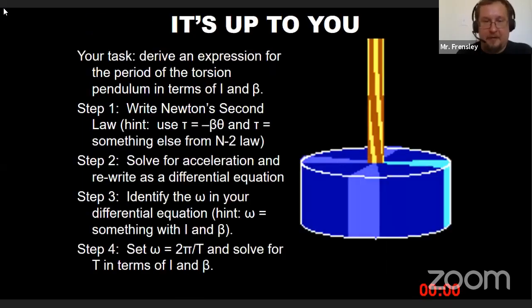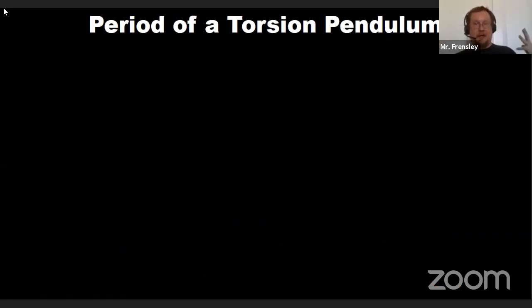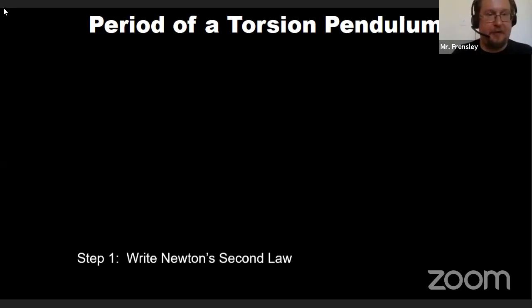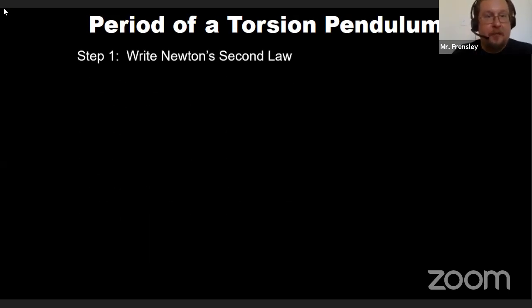All right, back to me. Okay, let's have a look at how we can apply these steps here. So write Newton's second law. Well, we were told that for the torsion pendulum, the torque is negative beta, a constant, times theta, the angle that the disc is rotated through. We also know torque equals I alpha. That's Newton's second law for rotation, right?